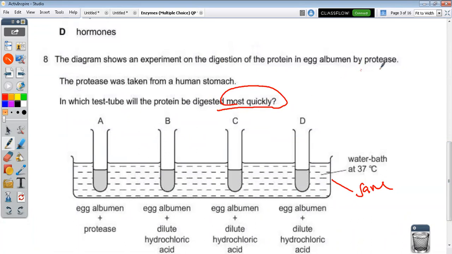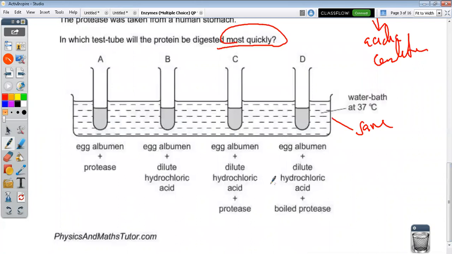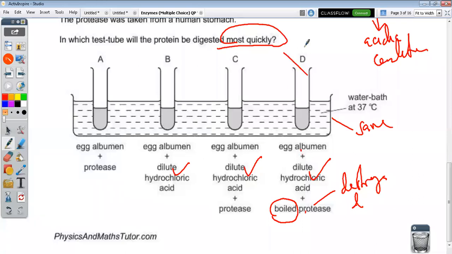Digestion of what? Protease works in acidic condition. Clear? Like your stomach. Huh? Acidic condition. So this one, acidic condition, hydrochloric acid. This one, acidic condition. This one, acidic condition. What's the problem with this? Can someone explain, Jordan? We boiled. We have destroyed what? Enzyme. So if I've destroyed the enzyme, can it break down any protein? It can't break down. Nothing happens here because we have destroyed the enzyme.